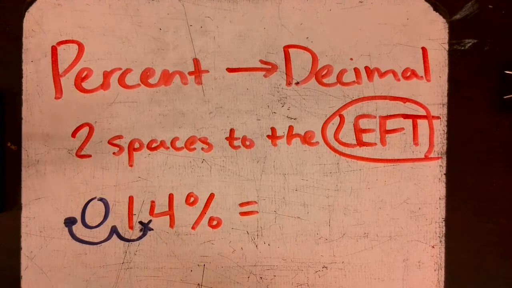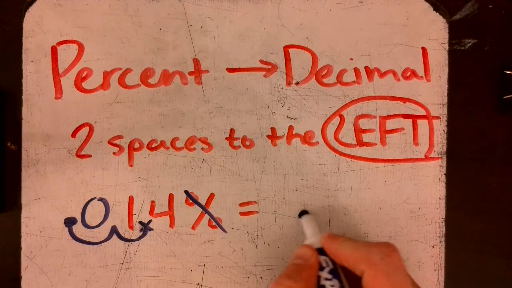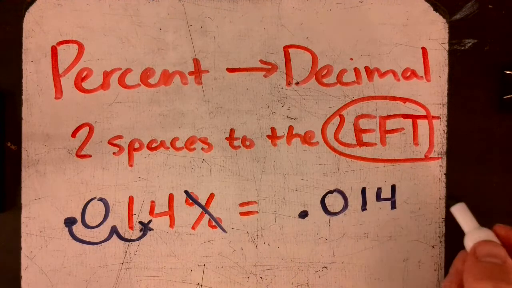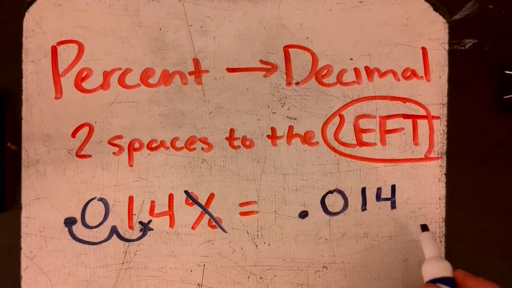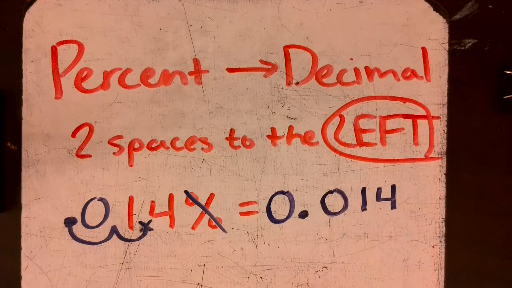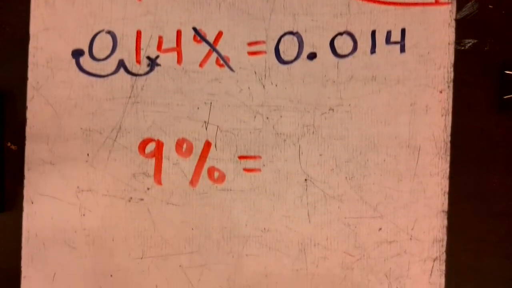Okay? So when I write this as a decimal, I don't need the percent sign anymore. It's going to be 0.014. That's my decimal. Now, just to make it look nice, because I do like this when I write my decimals, I am going to add a 0 at the front. It doesn't change anything. I just think it looks nice to start your decimals with a 0. Okay? Fantastic. Let's try one that's maybe a little trickier.